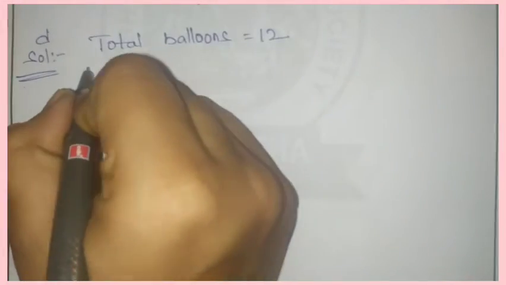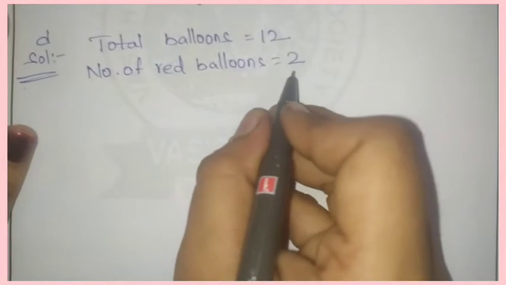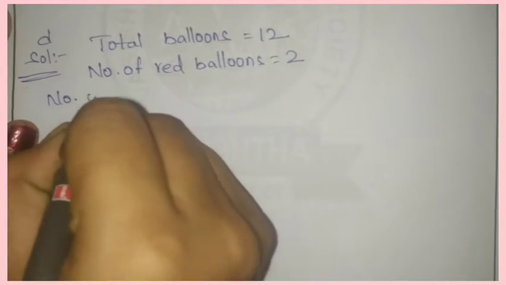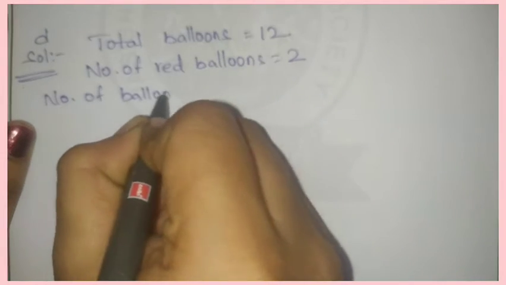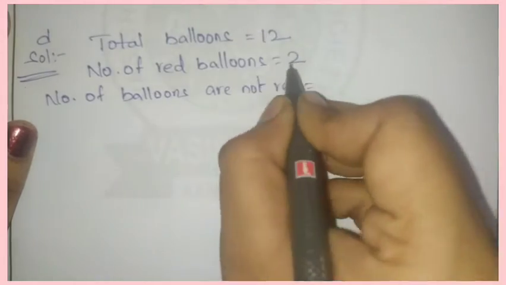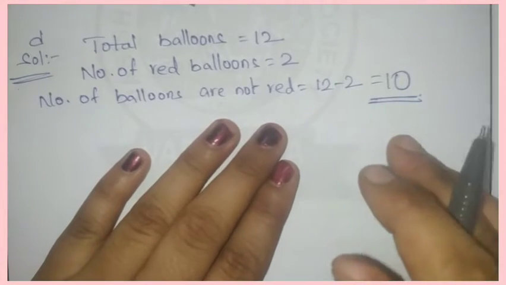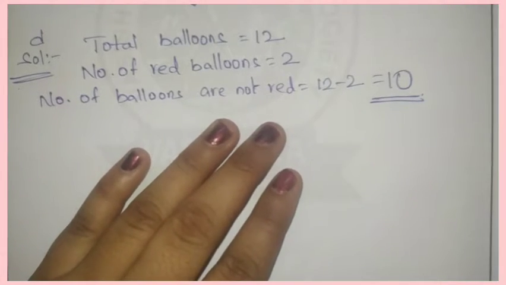Now look at D answer. The solution. Total balloons. Total 12 balloons are there. From that, number of red balloons. 2 balloons are red in color. Number of balloons are not red. We have to subtract these two. 12 minus 2 is 10. 10 balloons are not in red color. This is D answer.